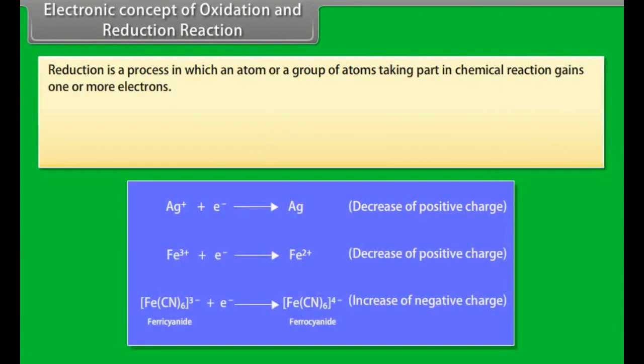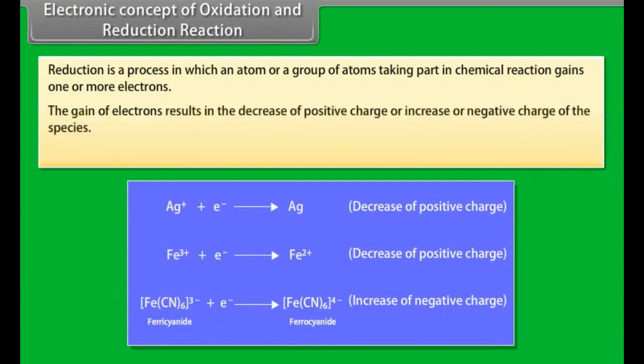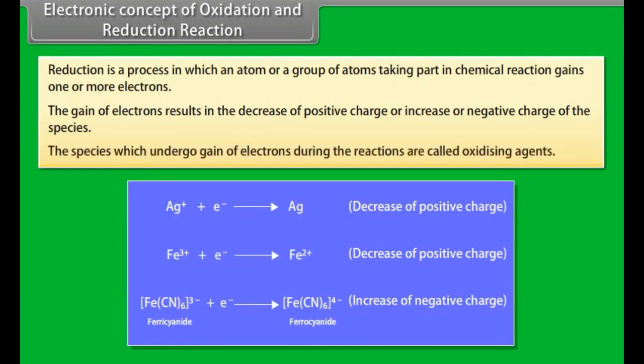Reduction is a process in which an atom or a group of atoms taking part in a chemical reaction gains one or more electrons. The gain of electrons results in the decrease of positive charge or increase of negative charge of the species. The species which undergo gain of electrons during the reactions are called oxidizing agents. Ag+, Fe3+ and Fe(CN)6 3- are oxidizing agents in these examples.